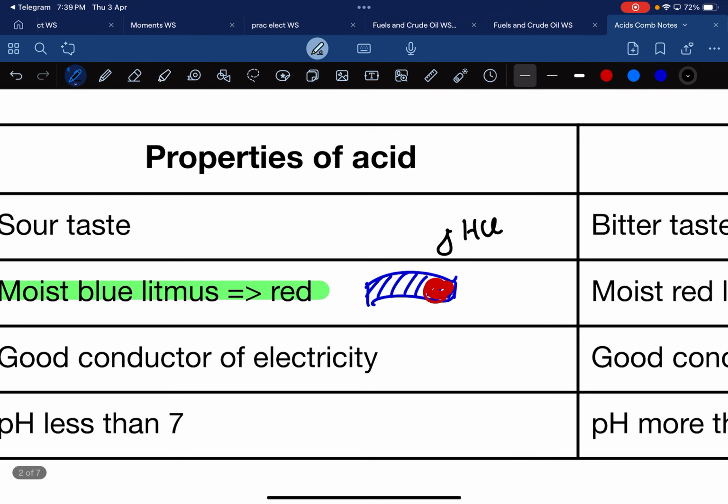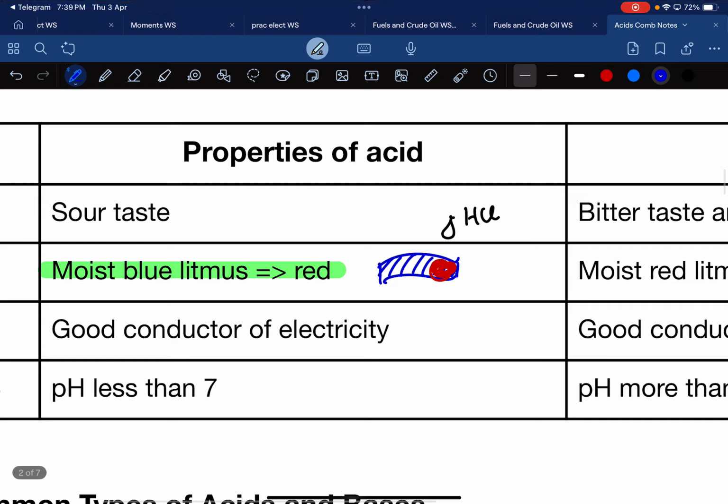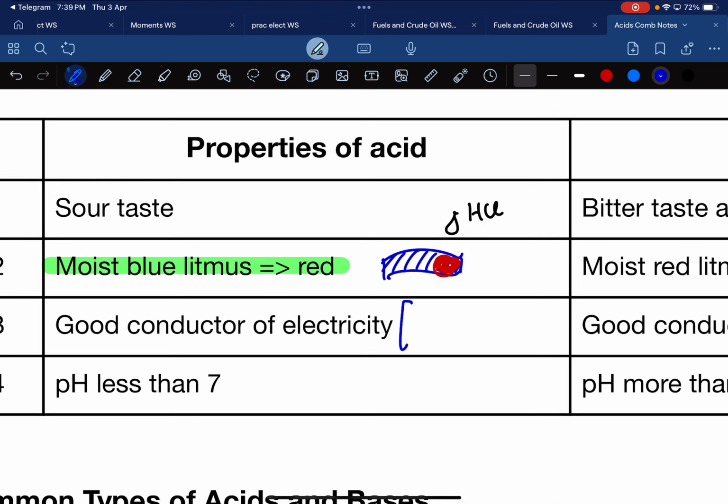Next thing, it is able to conduct electricity. Now conducting electricity, for those of you that have done chemical bonding already, it is very clear why. Because you have mobile ions, or you have mobile charge carriers.